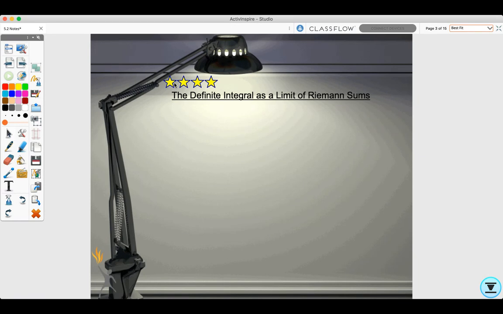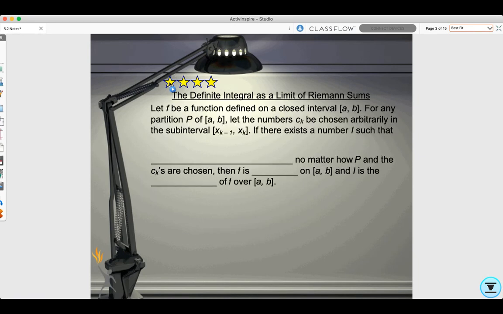The definite integral as a limit of Riemann sums. Let f be a function defined on a closed interval [a, b]. For any partition P of [a, b], let numbers c sub k be chosen arbitrarily in the subinterval x sub k minus 1 to x sub k. If there exists a number I such that the limit as the norm of the partition approaches 0 of the sum from k equals 1 to n of f of c sub k times delta x sub k equals I, no matter how P and the c sub k's are chosen, then f is integrable on [a, b], and I is the integral of f over [a, b].